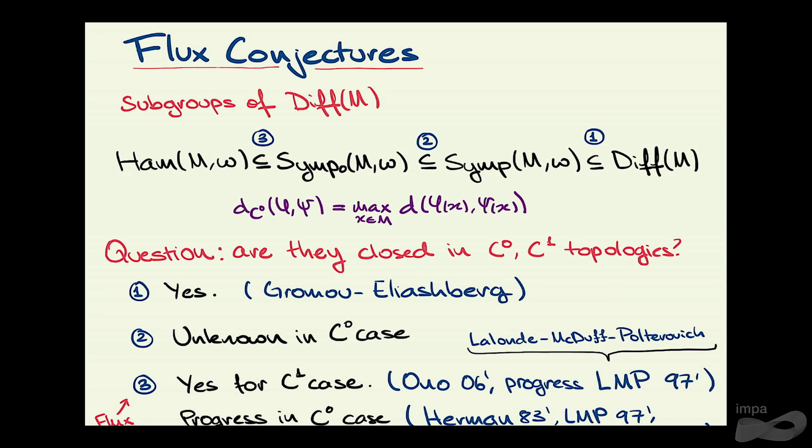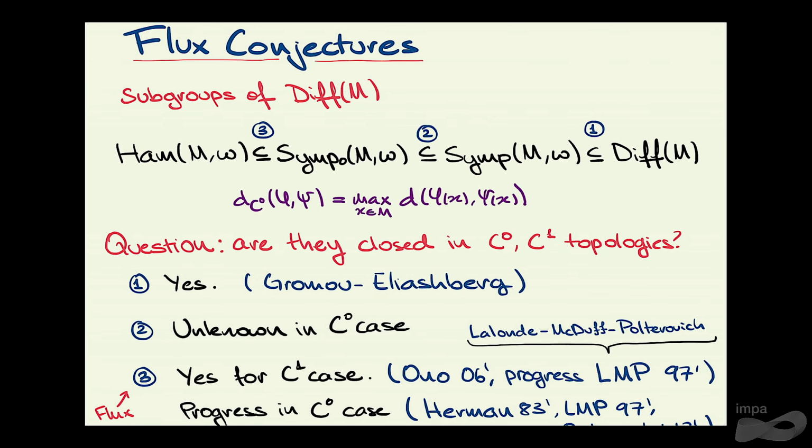And that's going to correspond to a symplectic path, a small symplectic path that connects you to the identity. But in the C0 case, this is pretty much open. I guess maybe just for spheres, it's known, but apart from that, at least to my knowledge, nothing is known.